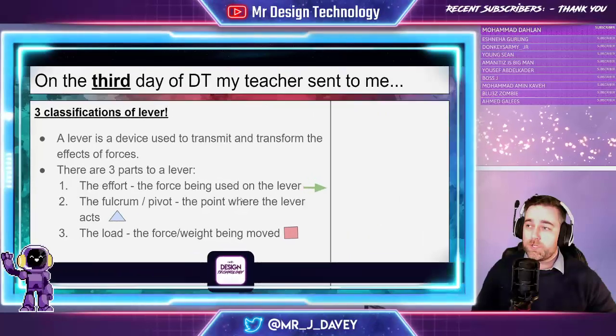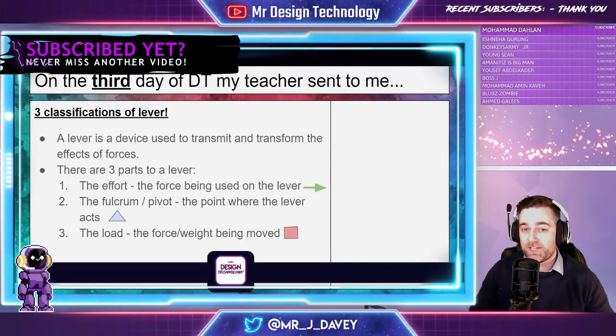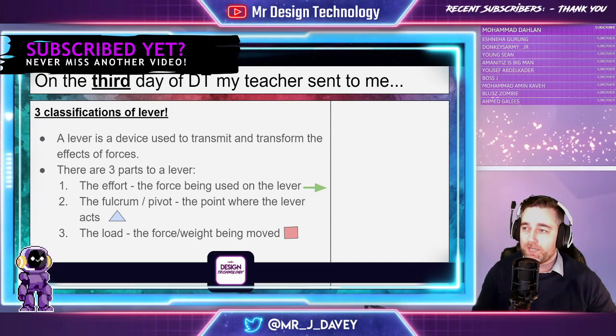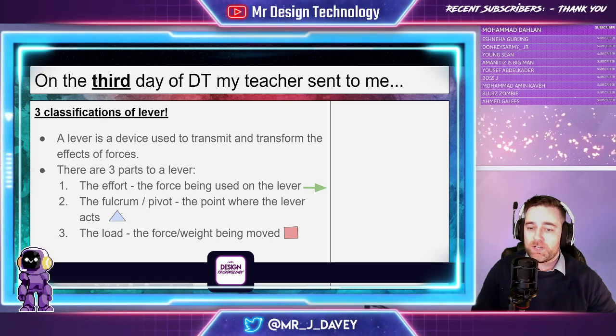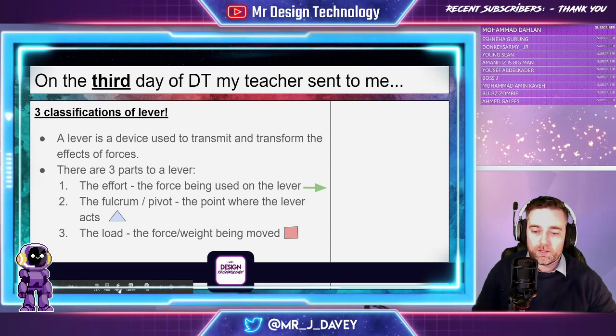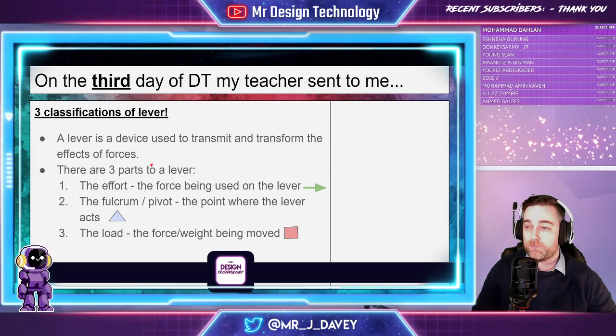Right, well, on the third day, my DT teacher sent me 3 classifications of lever. Now, of course, we already know, but if you didn't, here it is. A lever is a device used to transmit and transform the effects of forces.